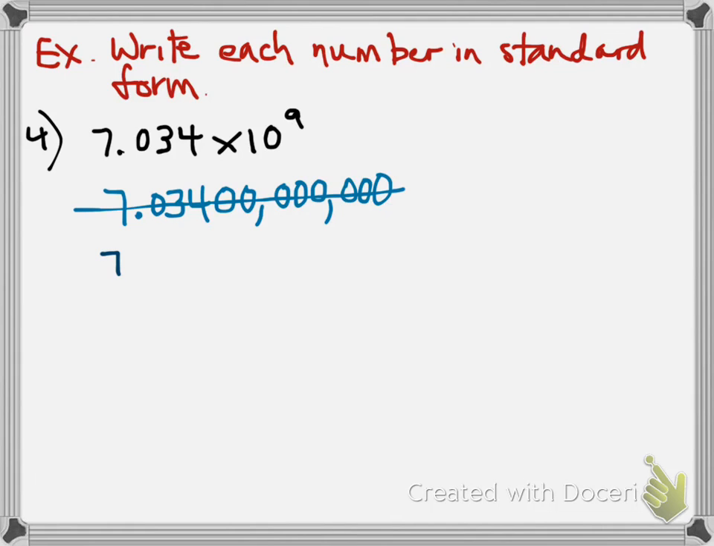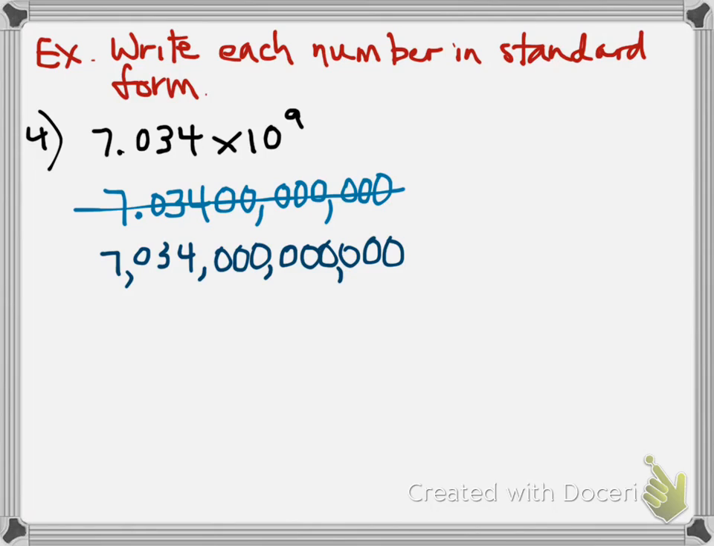Kina, what did you get? 7, comma 0, 3, 4, and then 6, and then 0, 0, 0, 0, 0, 0, and then another 3 zeros. Okay, so there's a comma. I think we may have a little bit of a problem with this one. Connor, what's the problem with this answer? There's too many zeros.